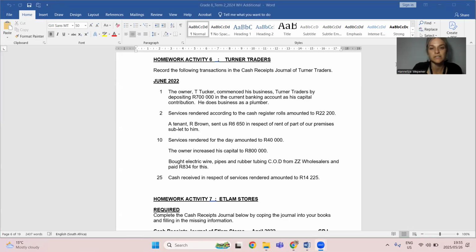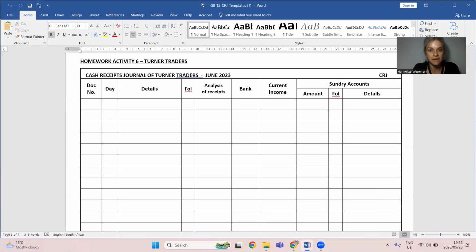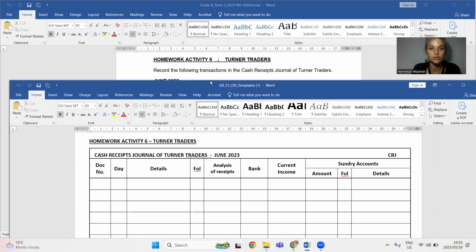We're just quickly going to look at a cash receipts journal, and we are going to do this for June 2022. So remember that your journals are done on a monthly basis. The whole idea with your cash receipts journal is you want to go to one book and you want to be able to see all of the money that you received for whatsoever reason for this specific month. So it's 2022.